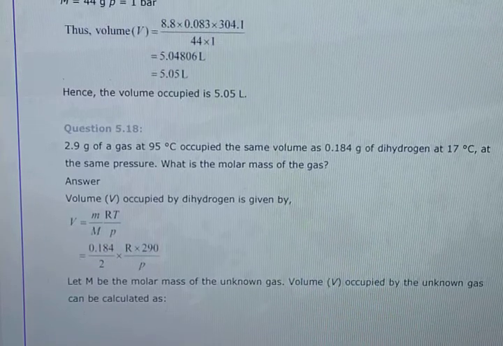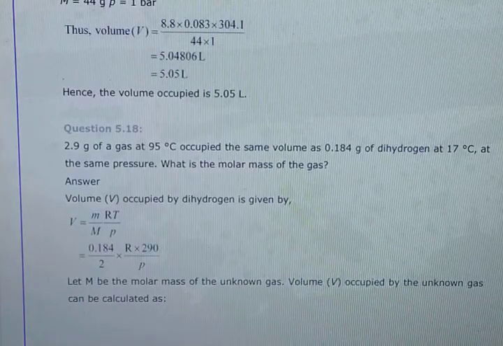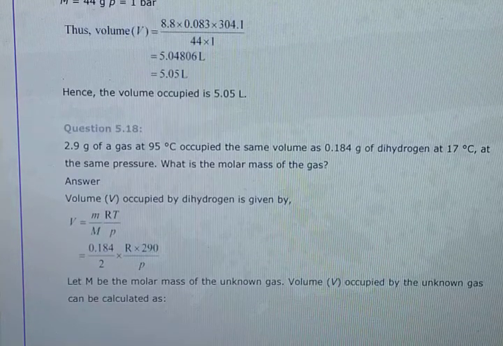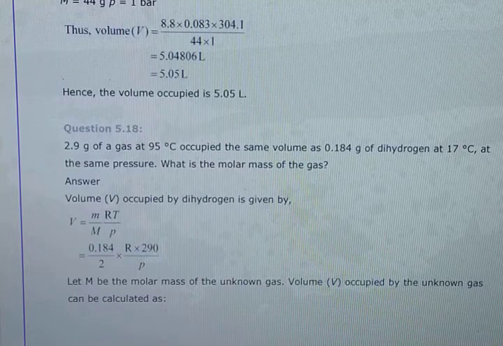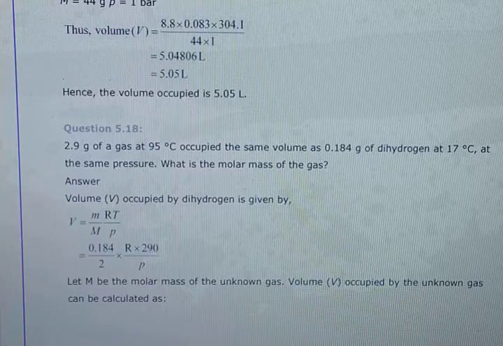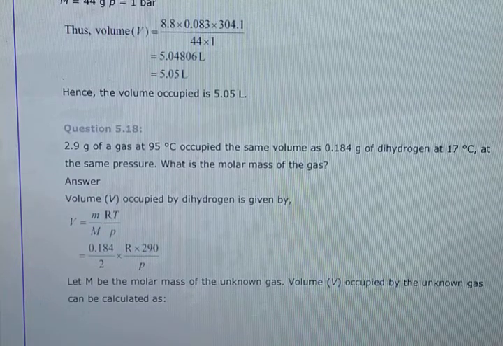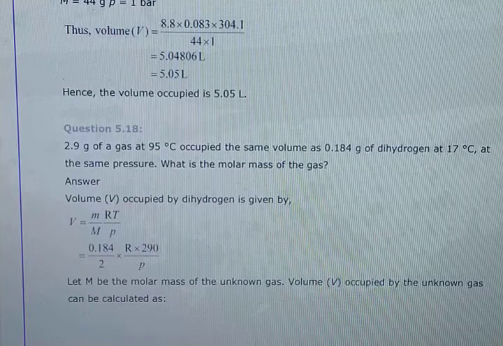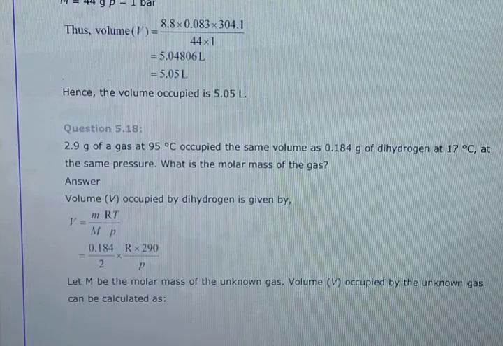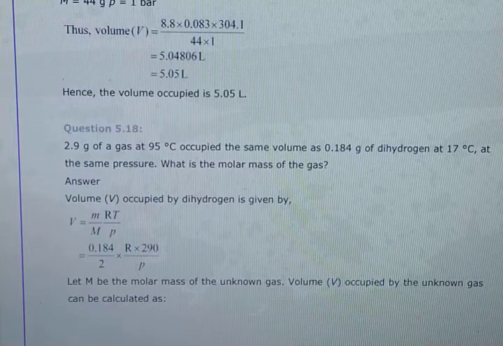Question number 18: 2.9 gram of a gas at 95 degrees Celsius occupies the same volume as 0.184 gram of dihydrogen at 17 degrees Celsius, at the same pressure. What is the molar mass of the gas? The volume occupied by the dihydrogen is given by V = (m/M)RT/P = 0.184/2 × R × 290/P.